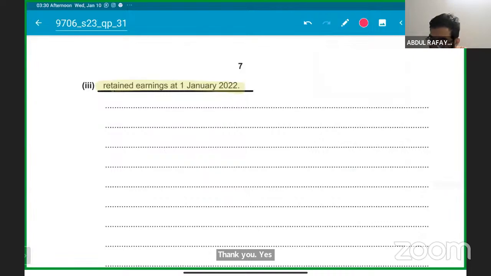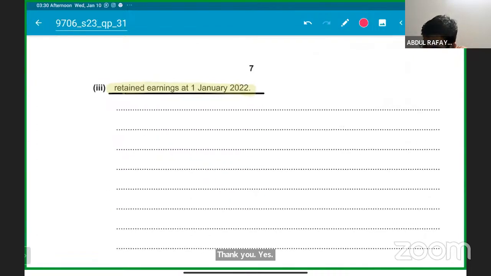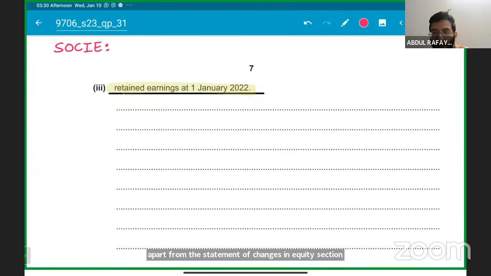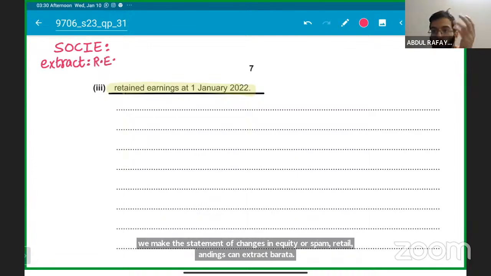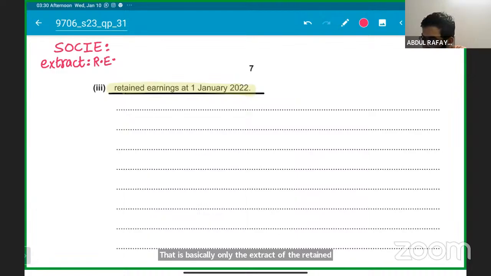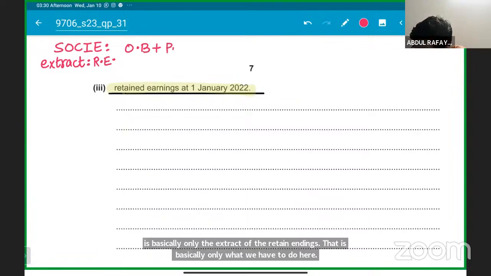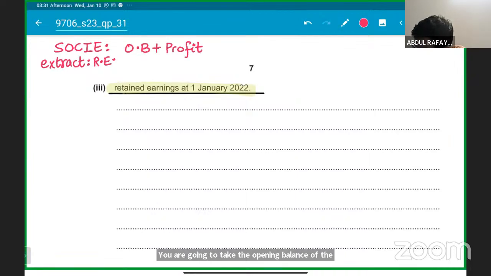Always remember, retained earnings is simply and nothing apart from the statement of changes in equity section. Extract. In the statement of changes in equity that we make, we make an extract of the retained earnings. That is basically only what we have to do here. You are going to take the opening balance of the retained earnings plus profit for the year. Everyone with me? Opening balance plus profit for the year.